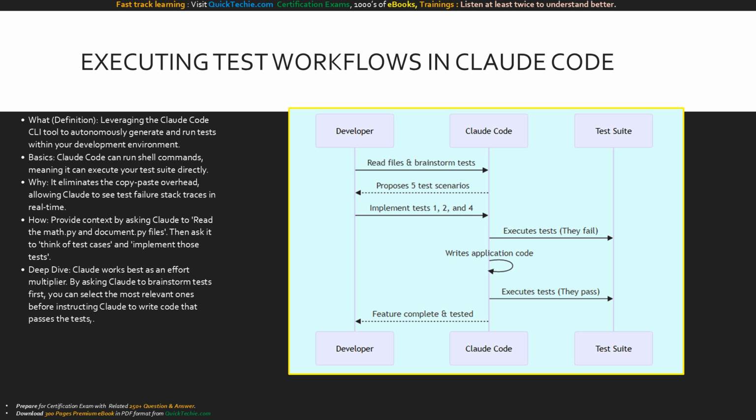Follow the sequence diagram to see the Claude Code workflow in action. The developer asks Claude Code to read files and brainstorm tests. Claude proposes scenarios, and the developer approves specific ones. Claude implements the tests and runs the test suite. Seeing the tests fail, Claude autonomously writes the application code and reruns the test suite until it passes, finally reporting success back to the developer.